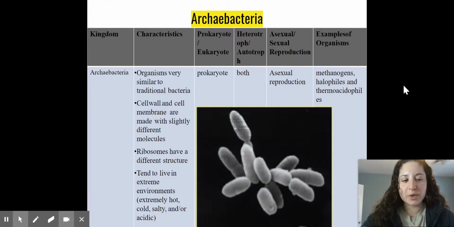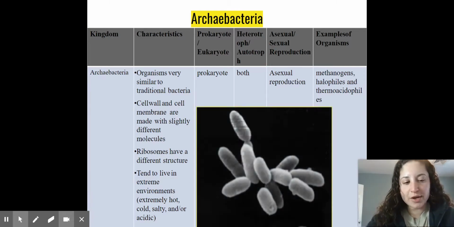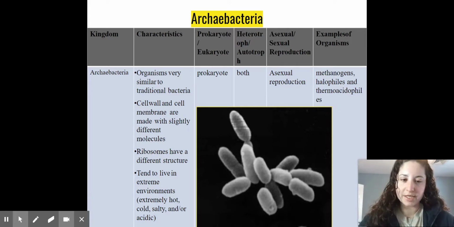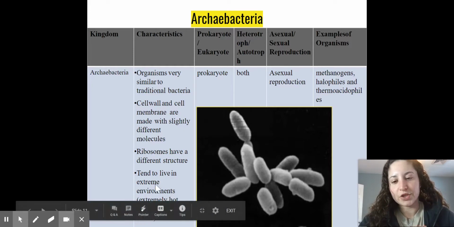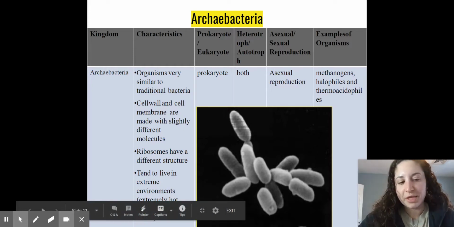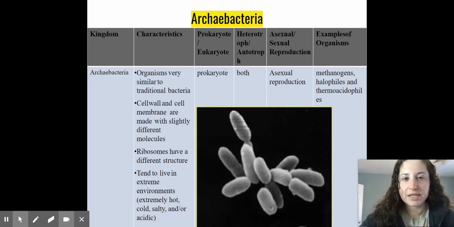All right, so first one up is archaea bacteria. So we are talking about prokaryotes, we're talking about bacteria, but archaea means old. So these are really old bacteria. They probably are the first type of organism that we saw on this planet. So their main defining characteristic is that they tend to live in extreme environments. So this could be extremely hot, extremely cold, extremely salty, extremely acidic, or a combination of those. Basically, they live in places that no other organism can live, survive, or thrive, and they love it.